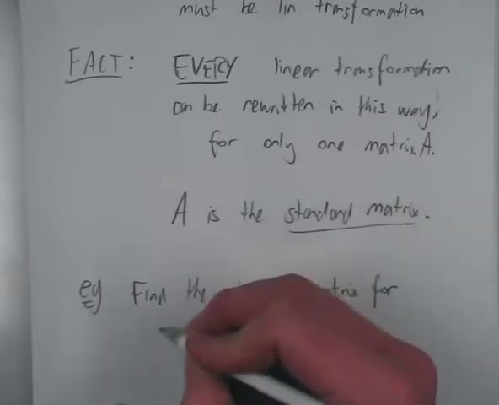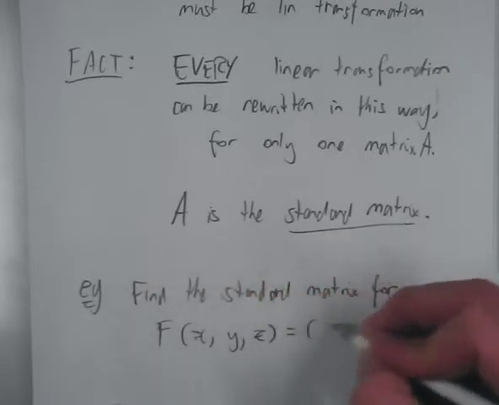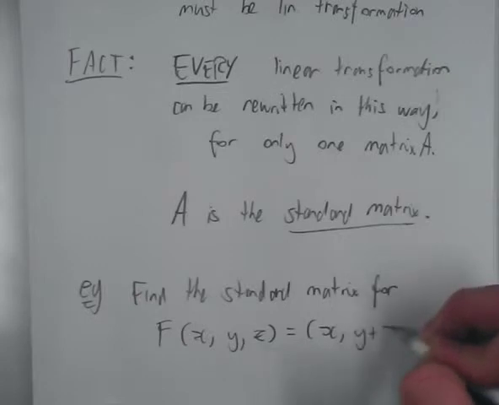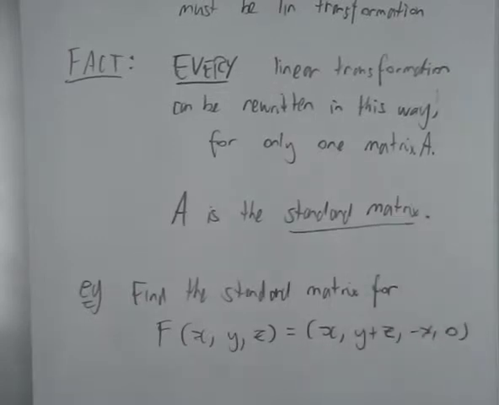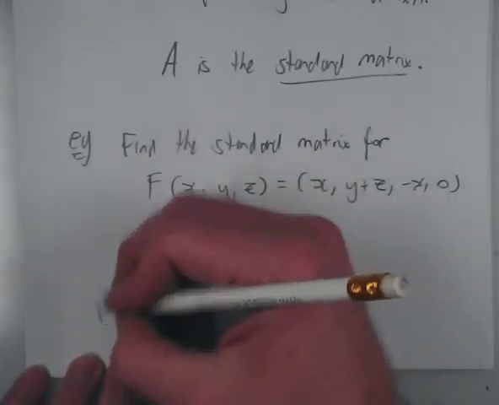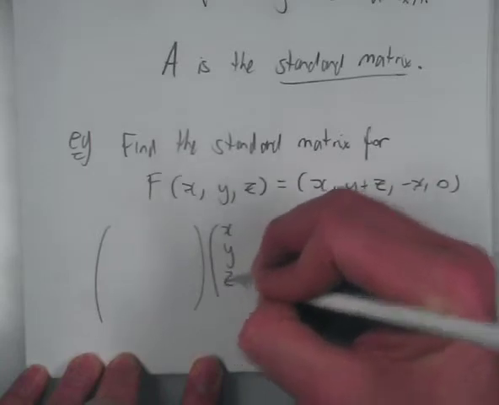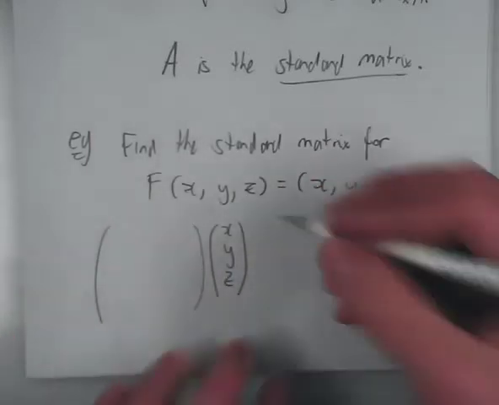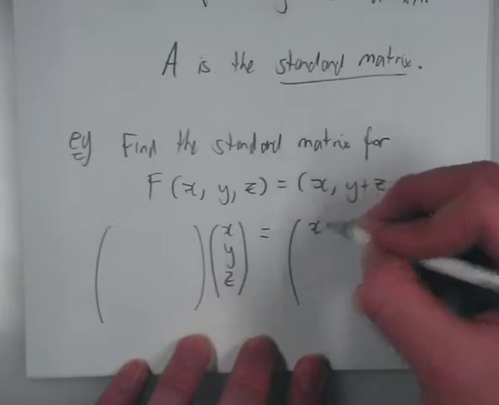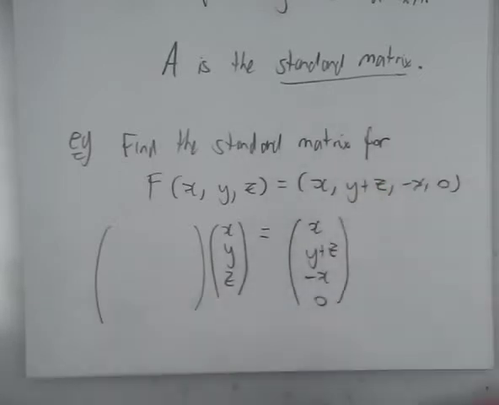Find the standard matrix for this function, the one that I had before. If you can think of a matrix that works, then you can do it. So let's just look at it. We have to have a matrix here, and we have to put x, y, z as a column. And the answer that comes out must be x, y plus z, minus x, 0, because it has to be written as columns.